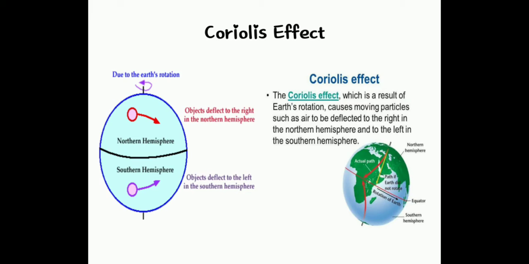This is because the earth is spherical in shape and rotates eastward. This makes water and winds deflect to the right in the northern hemisphere and to the left in the southern hemisphere. This is known as the Coriolis effect.